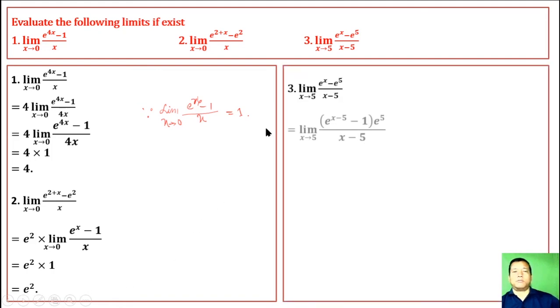Number 3, the limit of e to the power x minus 5 minus 1, with e to the power 5 taken out. Here e to the power x minus 5 minus 1 has x minus 5 in the denominator, and as x tends to 5, x minus 5 tends to 0. In the standard result, x minus 5 tends to 0 and the limit is 1, so we get e to the power 5 into 1, which is e to the power 5.